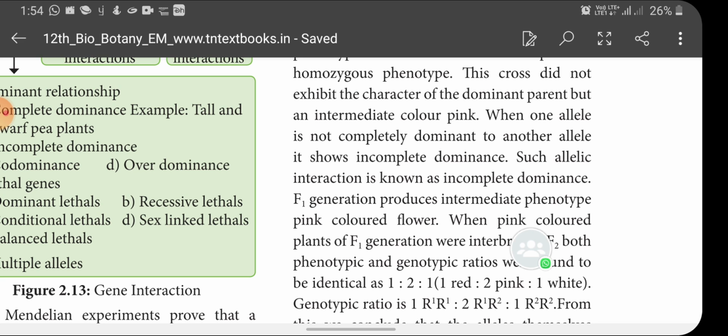F1 generation produces intermediate phenotype pink colored flower.